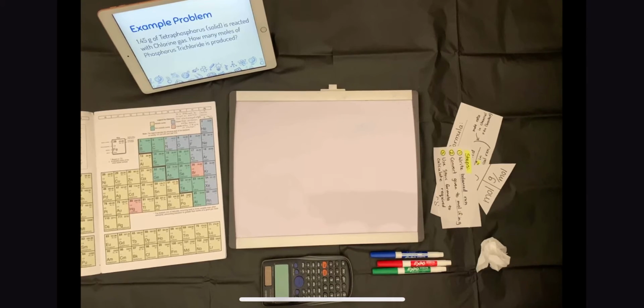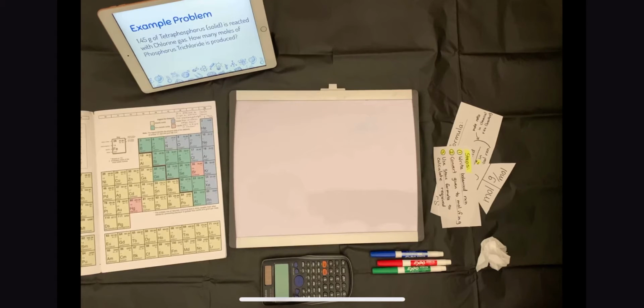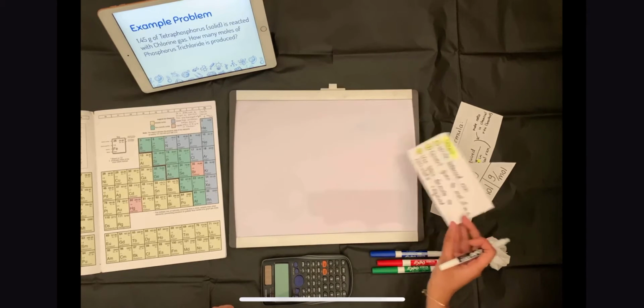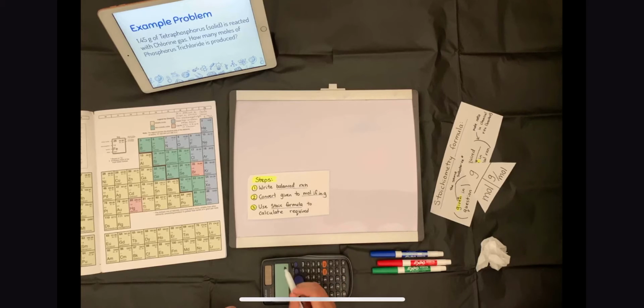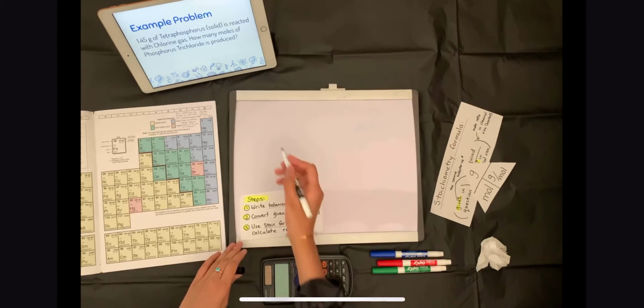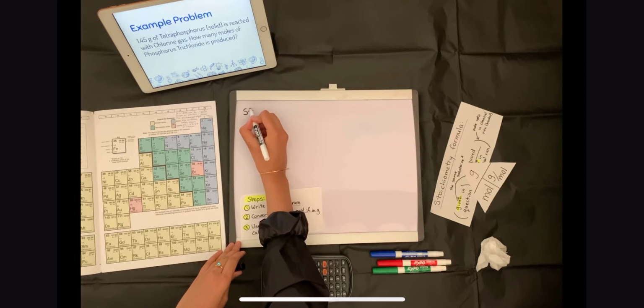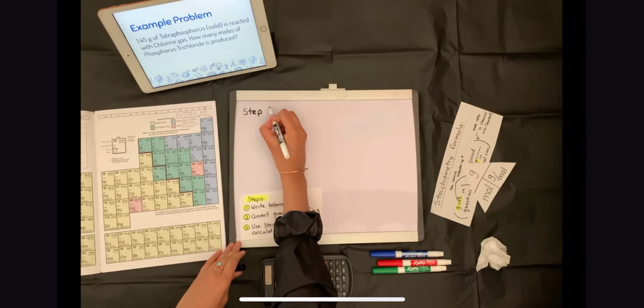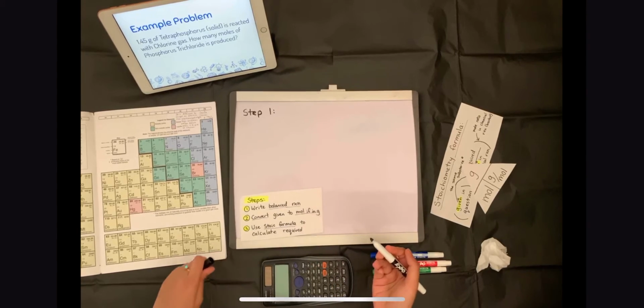So for this example problem, we are given 1.45 grams of tetraphosphorus solid, and it's being reacted with chlorine gas. How many moles of phosphorus trichloride is produced? To figure this out, we need to use stoichiometry. These are the steps. Step 1 is to write the balanced reaction. So let's go ahead and do that.